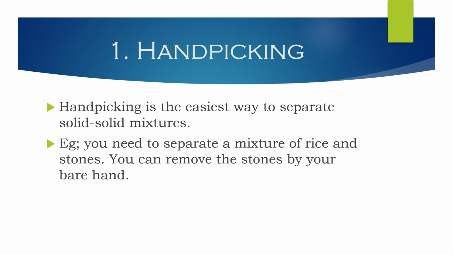The first one is handpicking. Handpicking is one of the easiest ways to separate solid to solid mixtures. This is only possible when the components of the mixture differ in size. Example, you need to separate a mixture of rice and stones. You can remove the stones by your bare hand. So this is handpicking.